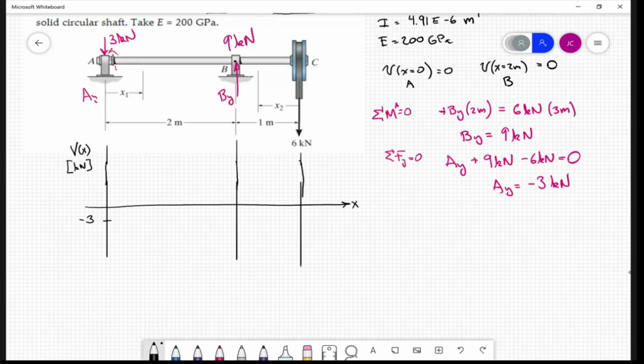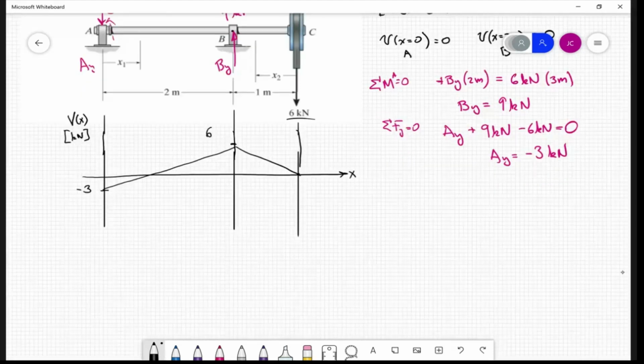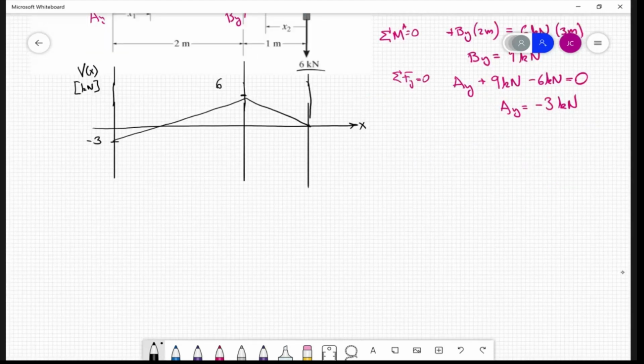And then at point B, it's going to go up 9 kilonewtons. So that's going to take me to 6 kilonewtons up here. And then pop back down by a negative 6 kilonewtons, which brings me to 0 at point C. So it's going to look like this. Okay, so that's our shear diagram. All right, so now let's get the moment diagram.